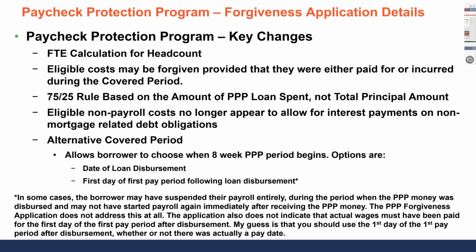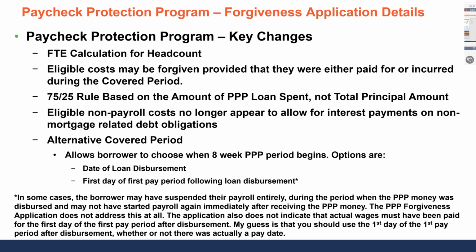Of the money you spent in the 56 days, at least 75% of the spent funds have to have been spent on payroll costs, and no more than 25% of the spent funds could be spent on non-payroll costs, as opposed to the principal amount. So say you had a $200,000 loan, and at the end of your loan period you still have $50,000 left. Well, you need to base your 75-25 calculation on the $150,000 you actually spent, not the total principal amount.